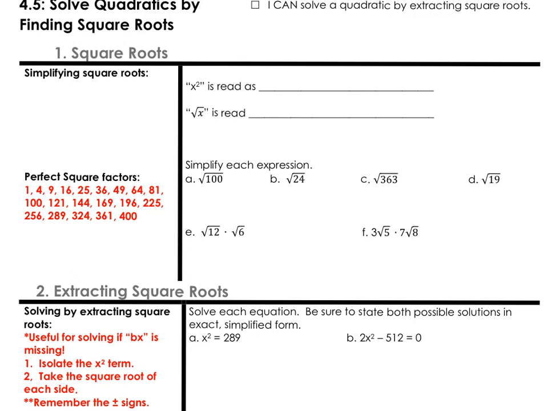Lesson 4.5 is titled Solve Quadratics by Finding Square Roots. In this lesson, we'll take a quadratic function in standard form and move things around and solve without having to factor.